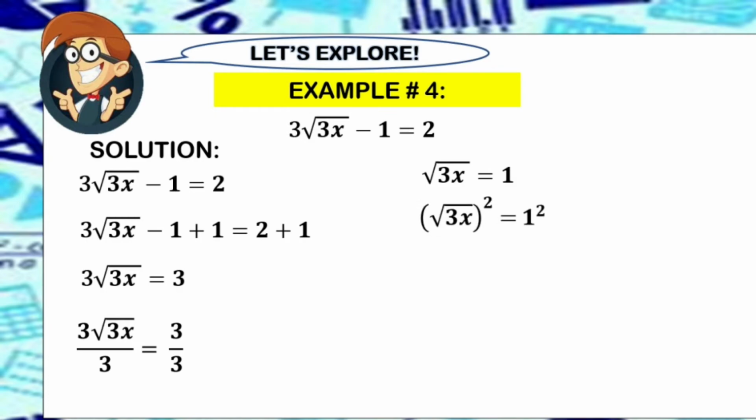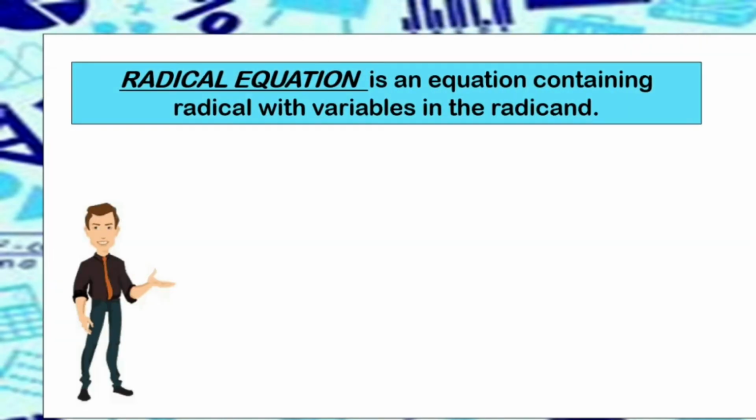Next, we square both sides of the equation. Thus, we have 3x is equal to 1. Then, we divide both sides of the equation by 3, since 3 is the numerical coefficient of x. Doing so, we have x is equal to 1 over 3. So those are the examples on how to solve radical equations.